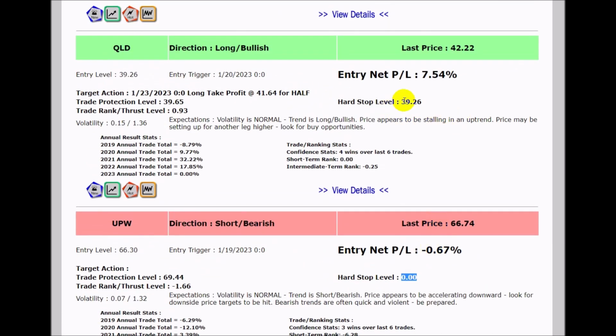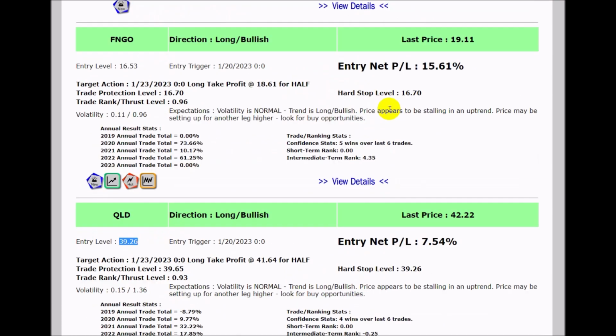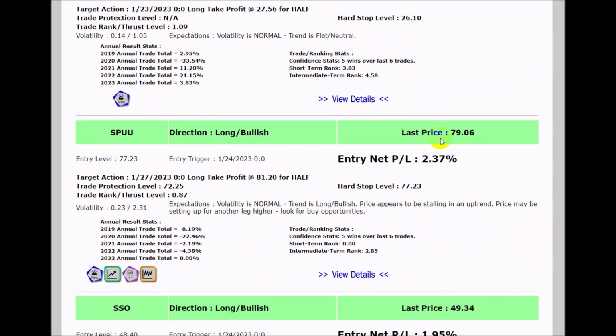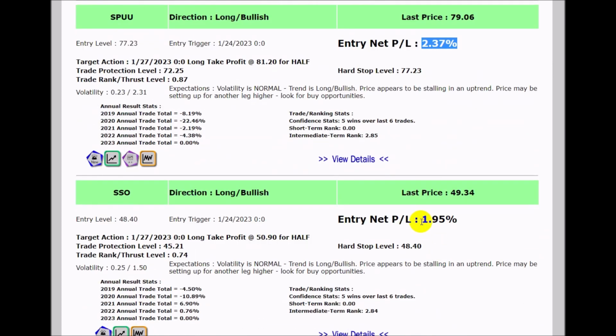So for example, on QLD, we have a hard active stop order already at 39.26, whereas our protection stop level was at 39.65 and our entry was at 39.26. So we've moved our stop on QLD right up to our entry. Okay, so now let me show you what I would do next. We have a couple of trades here that are doing pretty well. Like this SPUU is up just at 2.37 and 1.95, right, for SSO.